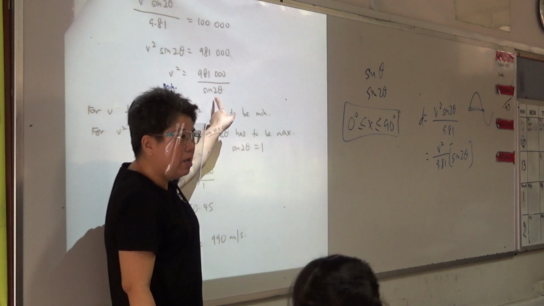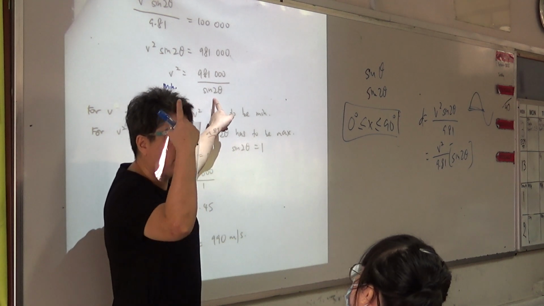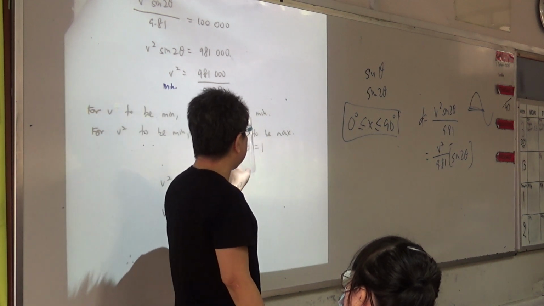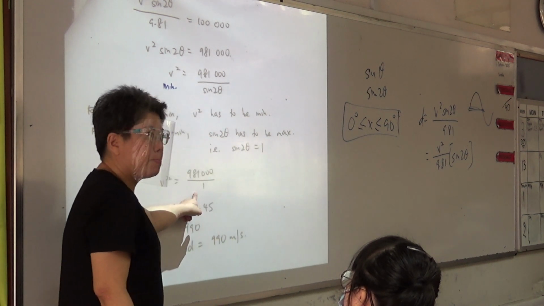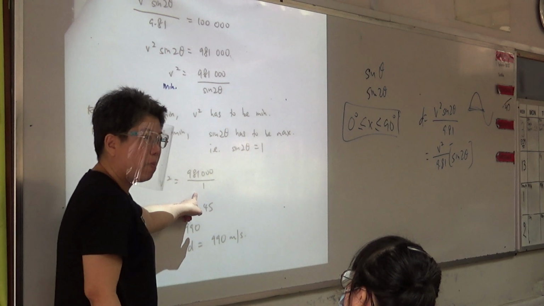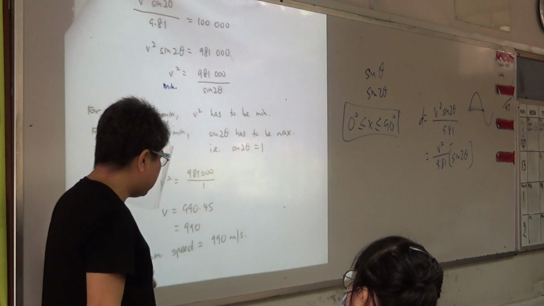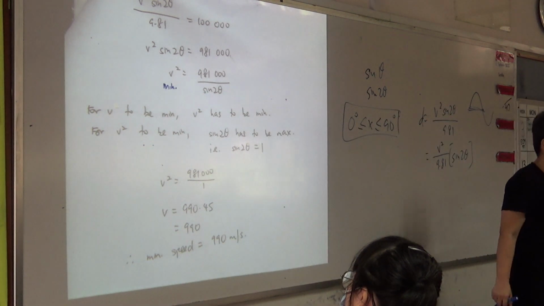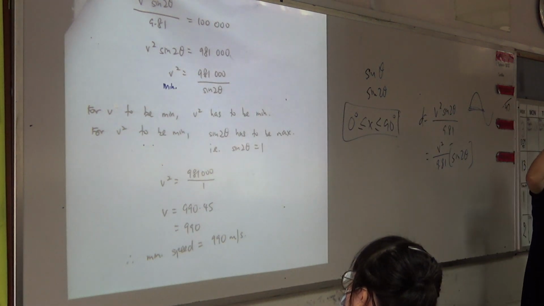Correct. When is this maximum? When it is 1, right? Correct. So for V square to be minimum, sine 2 theta is maximum, that means it's 1. So I plug in 1, right? Then I get this one, 3 significant figures, so the minimum is 990 meters per second. Everybody clear now?